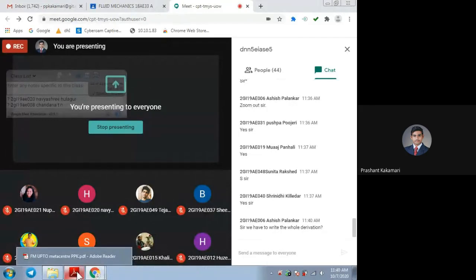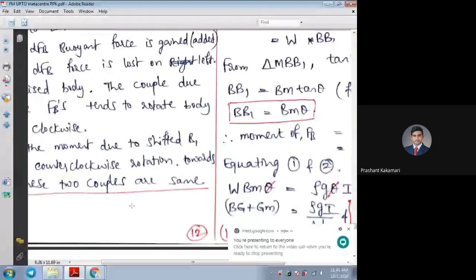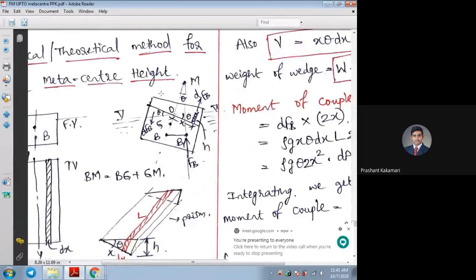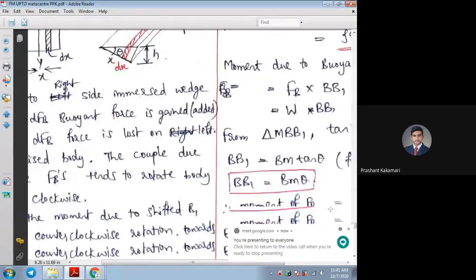Yes, the derivation you have to write completely. We may not show all the sketches. This sketch you can show, only the front view. See, this sketch may not be important, because I'm showing it only for the total length, or to show it is a prism. This sketch is important: the front view with the tilting force. This front view you have to draw. With this one sketch, you can derive the equation.